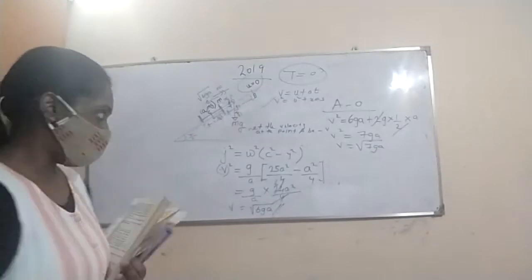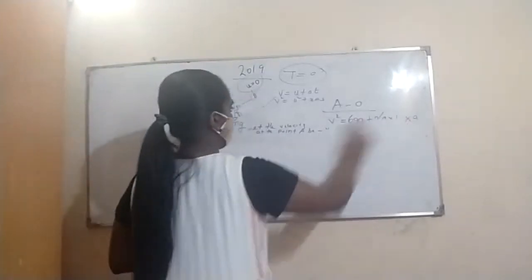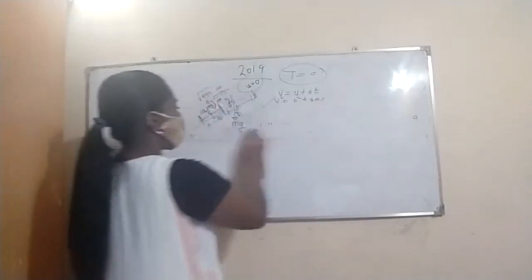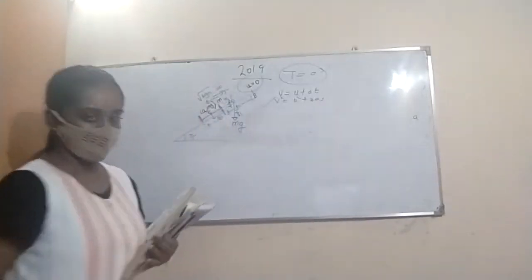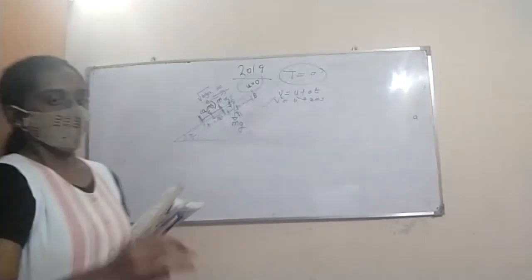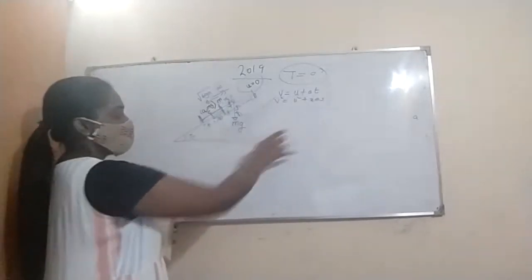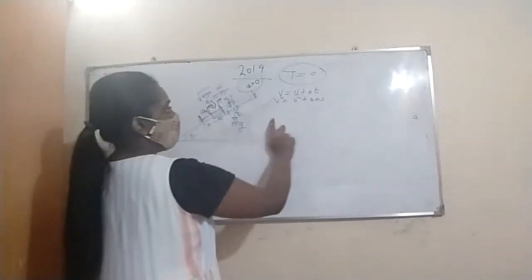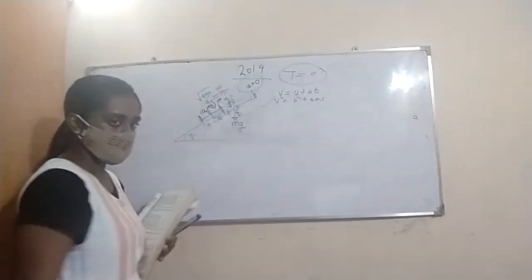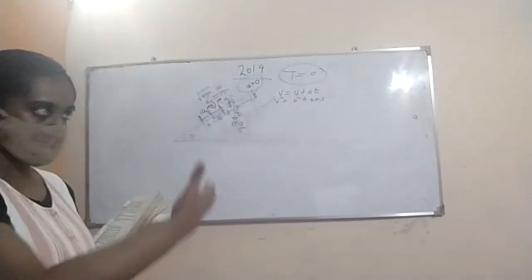So, from B to O, what is the time taken? How to determine that? In simple harmonic motion, we have two ways to find time. One way is they will give you an equation like this: x is equal to A sin omega t plus B cos omega t. Using the equation, we should go.